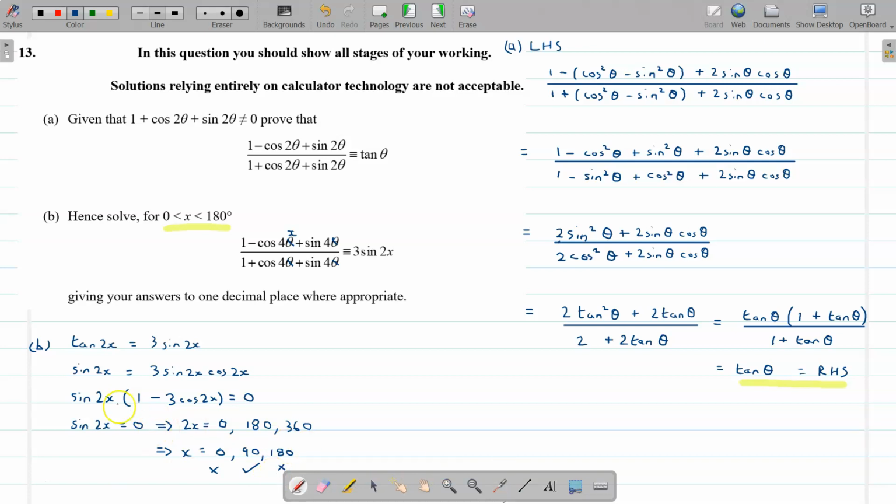And now I've got to set 1 minus 3 cos 2x to 0. So that means that cos 2x must equal 1/3. Okay, which means that 2x can equal any of these values off the calculator, 70.528. Okay, I'll just put 70.5 because we only need one decimal place, and also 289.5.